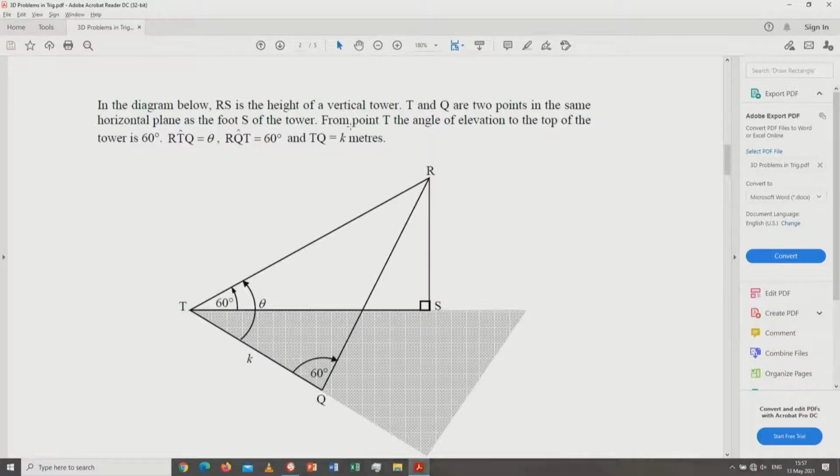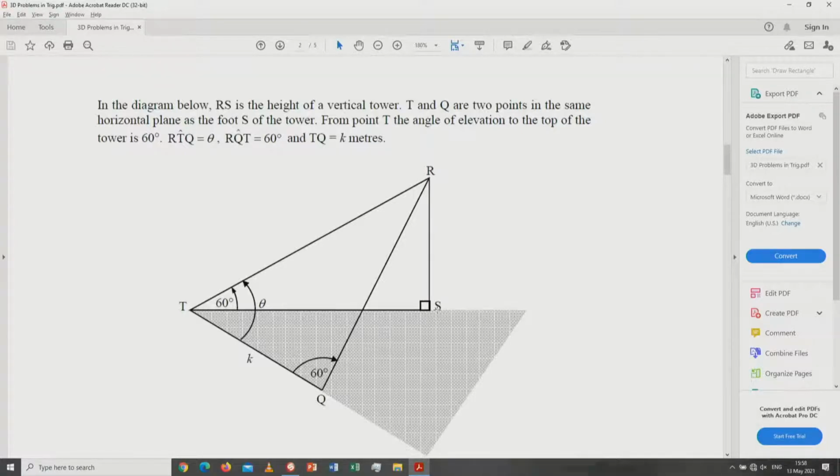In the diagram below, RS is the height of a vertical tower. Let's look at the diagram. Relax, grade 12, and remember you apply your mind. In the diagram below, RS is the height of a vertical tower. Here is RS, the height of a vertical tower.